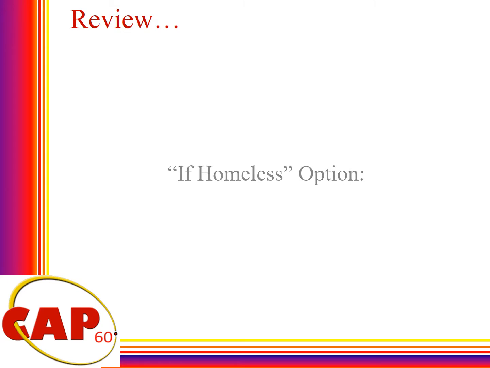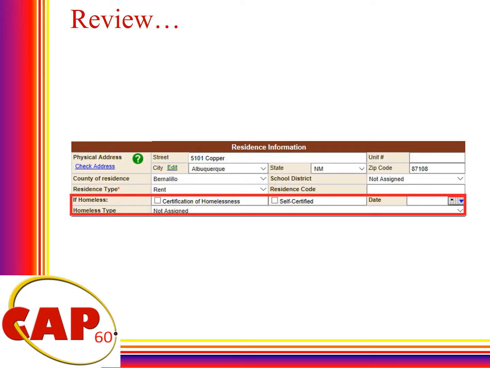Now let's look at the If Homeless option, which is located in the Residence Information field. There are many forms of documentation that can be used to determine homelessness. Some examples include a letter from a caseworker, a letter from a shelter, a time-stamped eviction notice, or a personal statement. If your client provides any of this documentation, you can select the Self-Certified option. Some entities actually provide certification of homelessness forms. If your client provides one of these forms, you can select the certification of homelessness option. Homeless type will always be not assigned and is not required. Whatever option you choose, include the date provided by the client.